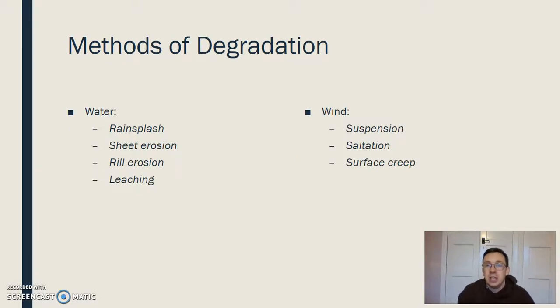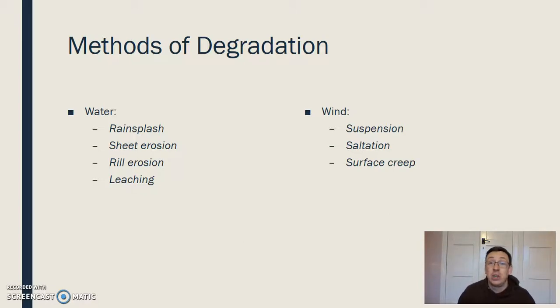Now, what is it that's actually degrading the land in these areas? We've got two major agents of degradation that we talk about. We've got water and we've got wind. With water, we've got four main subtypes of work that's being done. You've got rain splash, or sometimes called rain splash erosion. This is the idea that as each individual raindrop hits the ground, it makes little tiny particles of the soil puff up into the air, and they can then be dispersed and moved by this.